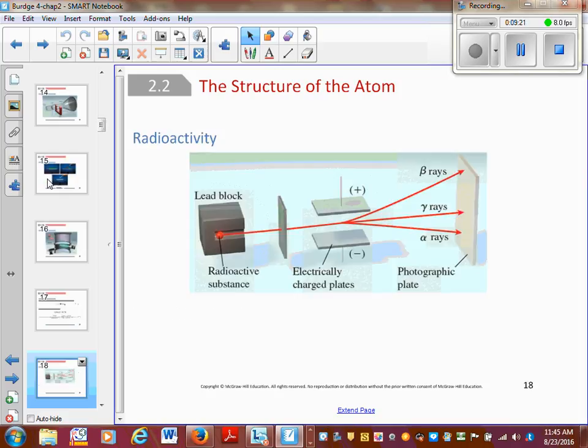This slide, I'm not exactly sure why it's in here, but this shows a radioactive substance going through some electrically charged plates, and we can separate alpha particles, beta particles, and gamma rays. And later on, we will actually go to 152 and talk about nuclear chemistry.